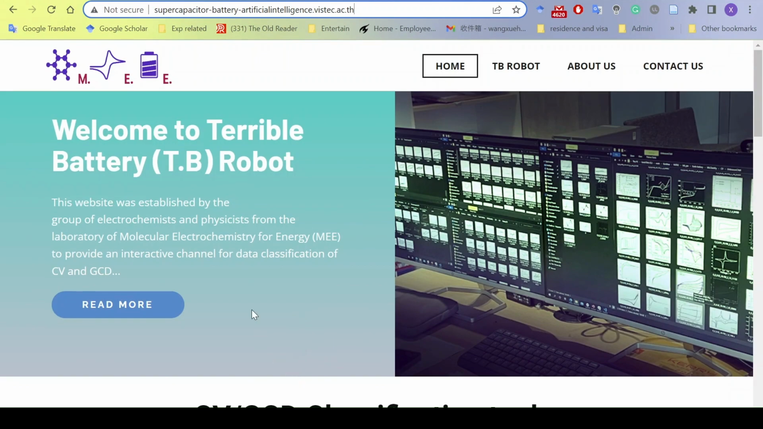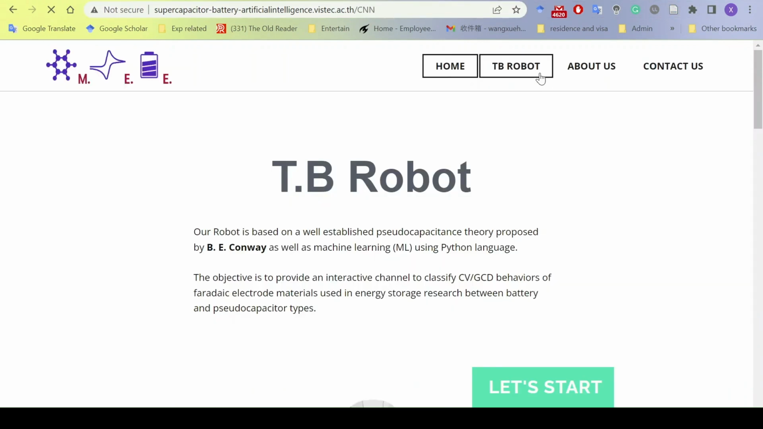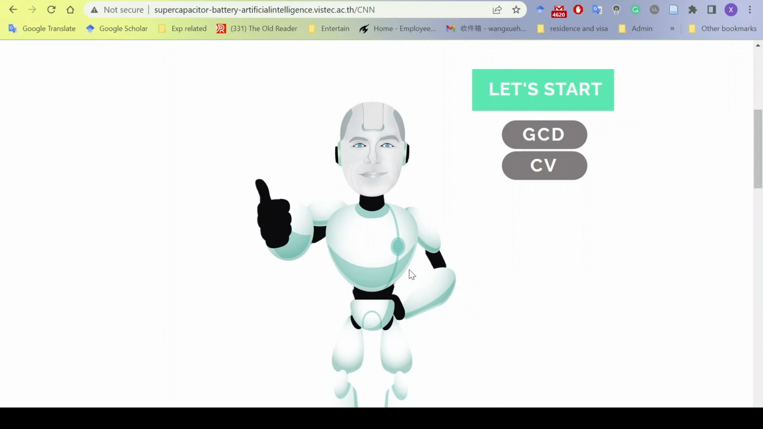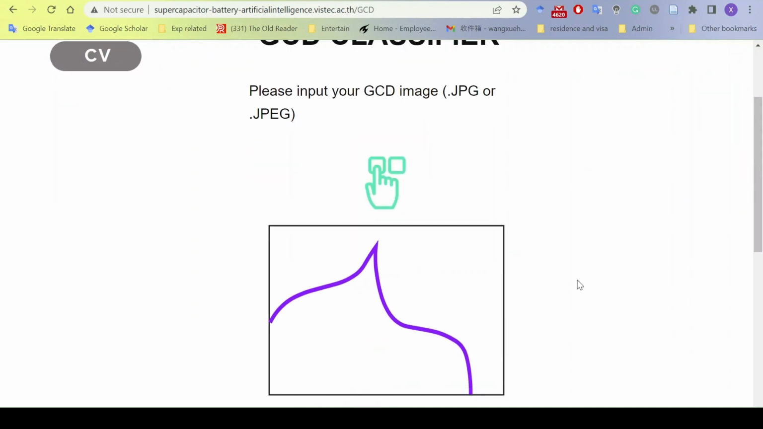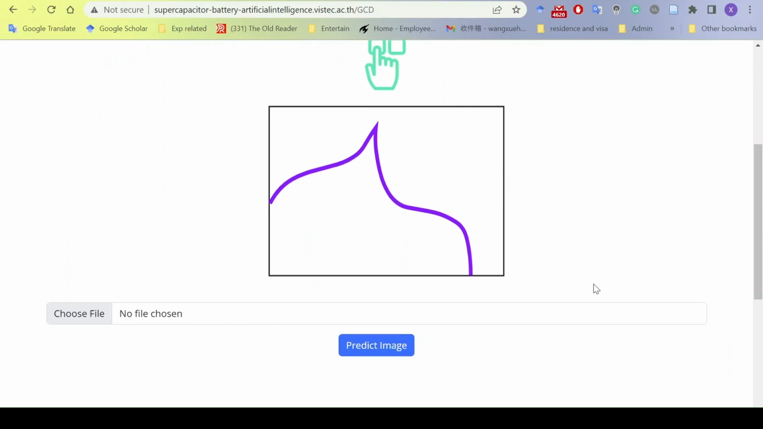Okay, let's see how it works. Let's go to the terrible battery robots. Hello, terrible robots. Let's start with either GCD or CV. Nothing happened. Okay, then maybe GCD. Yeah, so please input your GCD image. It's really good that it allows us to input JPG or JPEG figures instead of the original data, so it will be much easier. Let's see, choose file.